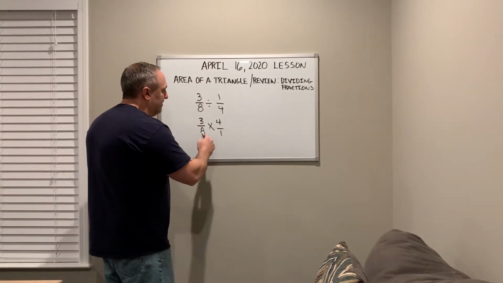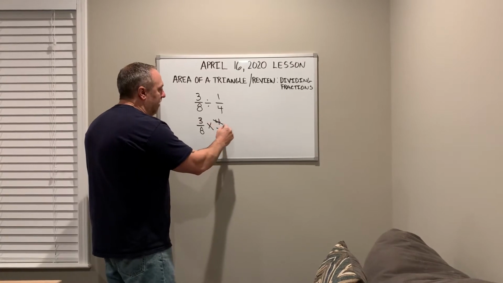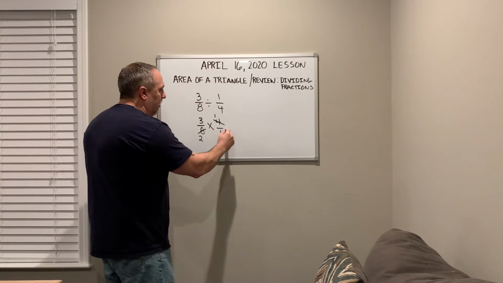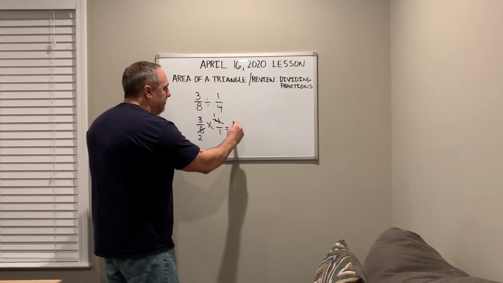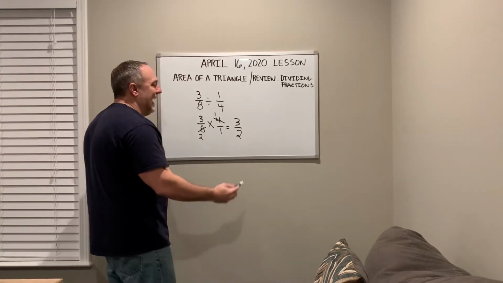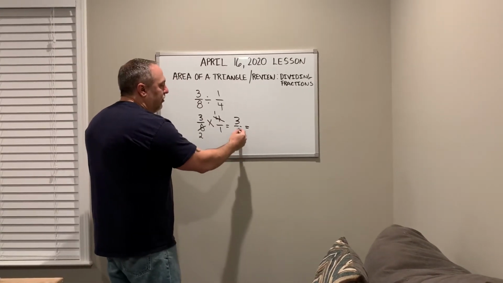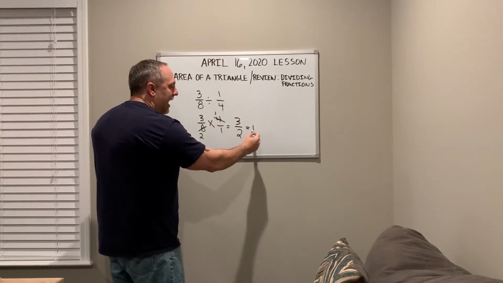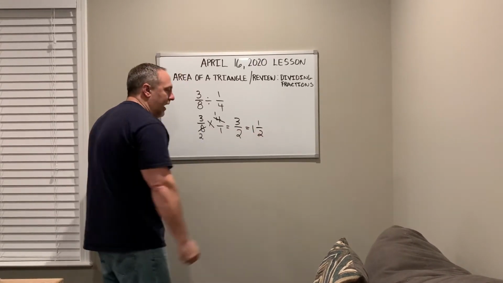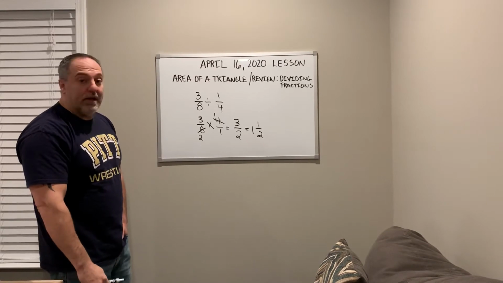Now, I look to see if I can reduce. I can. I can make 4 go into 4 once. I can make 4 go into 8 twice. That leaves 3 times 1, 2 times 1. Once again, it's improper. 2 goes into 3 one time. We used up 2 out of the 3, and that leaves 1/2. And that's how you do that.